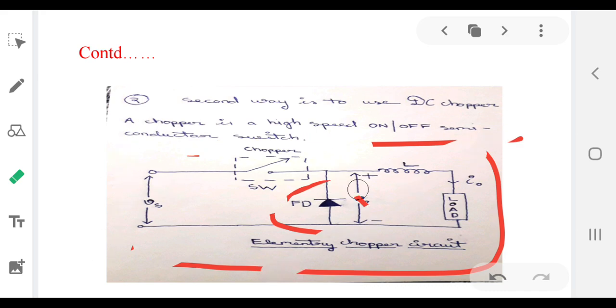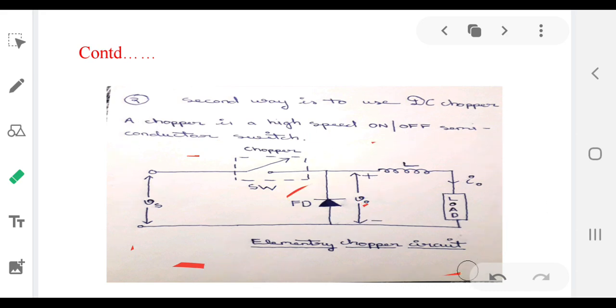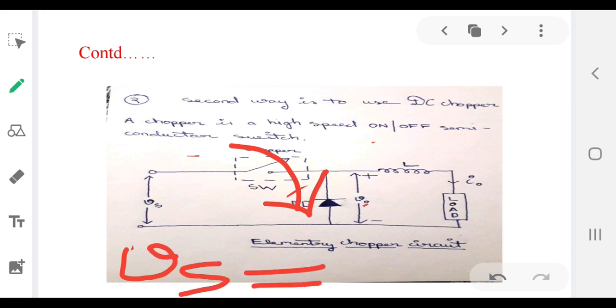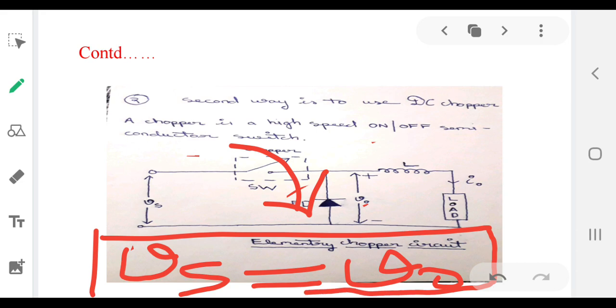So as soon as the switch SW is turned on, the input side gets connected to output. Now by Kirchhoff's voltage law, we can see that Vs is equal to V0, that is output voltage. What happened? We have just closed our switch SW and input side gets connected to output. Now by Kirchhoff's voltage law, this is the equation we will get: Vs is equal to V0.